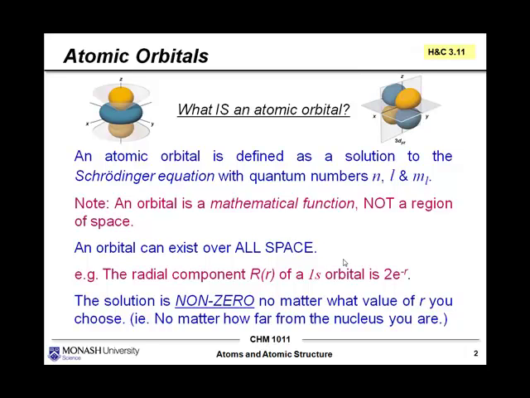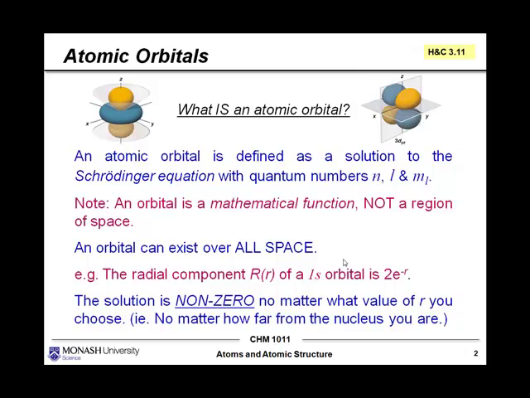What exactly is an atomic orbital? I think this is something that is often a point of confusion for people studying chemistry for the first time. An atomic orbital is defined as a solution to the Schrödinger equation, and it's defined by quantum numbers n, the principal quantum number, l, the angular momentum quantum number, and ml, the magnetic quantum number.